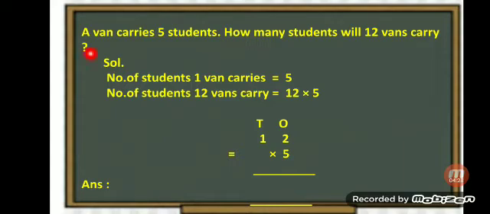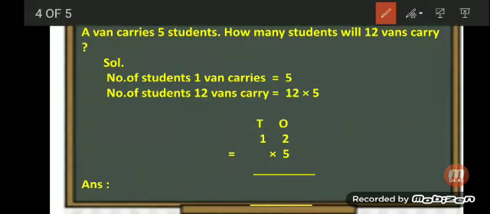A van carries 5 students. How many students will 12 vans carry? Then what do you have to do? You have to find what information has been given. Here the information given is the number of students that can be carried in one van. Here the number of students is 5 and they can be carried in one van. A van means one van. Okay, this information has been given.